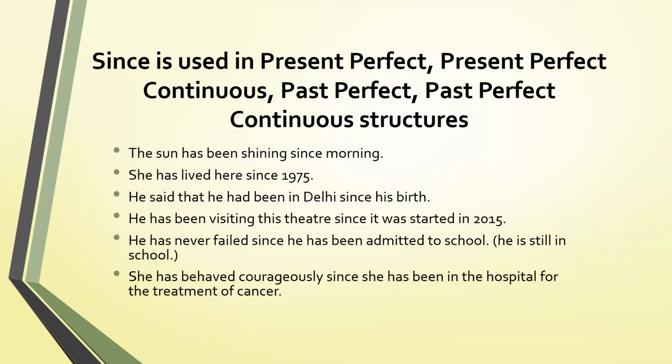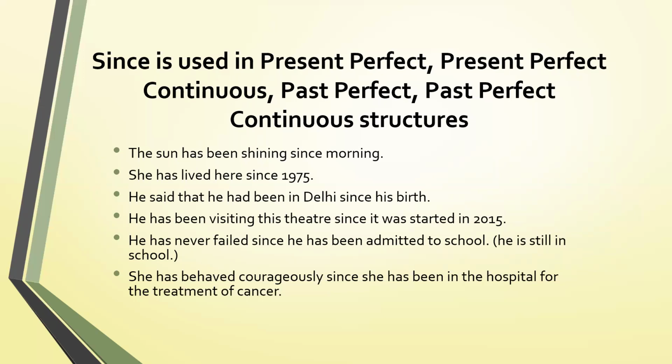Most commonly, since is used in perfect structures, that is present perfect, present perfect continuous, and past perfect continuous structures. In sentences, since we usually use in perfect tenses. While using since, we normally use the present perfect or past perfect tenses in the main clause of the sentence. You would not use since when you are talking about the future because, by definition, since refers to a specific point in the past.